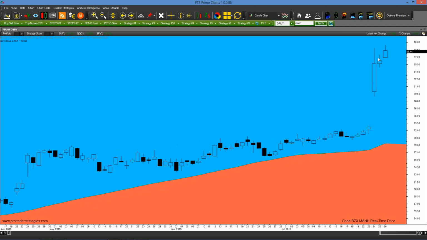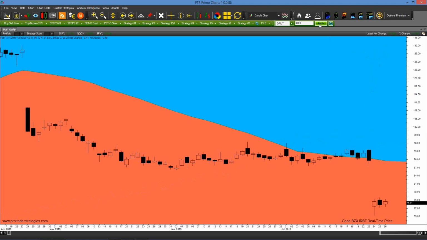Remember, I don't care if you use my strategy. I don't care if you use one of yours, someone else's that you purchase. But if you use this simple tool, you'll have a higher level of consistency. Let's punch in another stock on the other side of the coin. Let's look at IRBT. Okay. Now, look how this could have helped us.